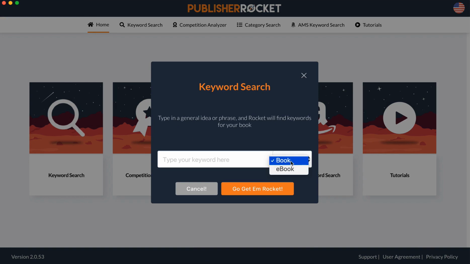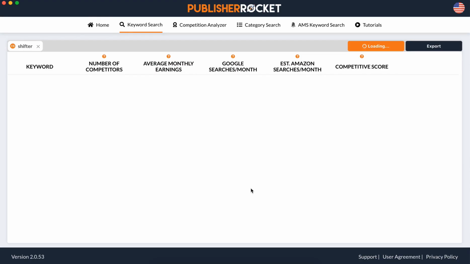Now you can search book or ebook. I'm going to select ebook because that's where most of my sales are going to be, and I'm just going to select shifter. Now if you're in my Tarot 202 class, you realize that I'm writing a book about shifters or wolf shifters, so that's why I'm looking for details of this. So let's select Go Get 'em Rocket.